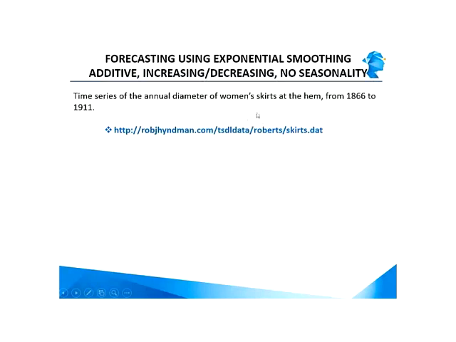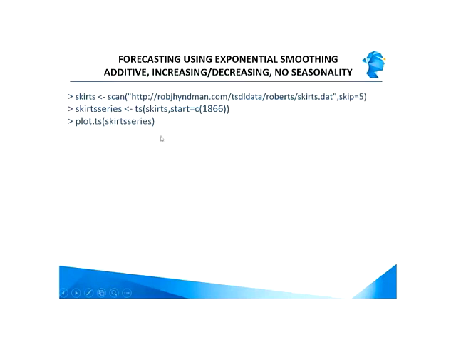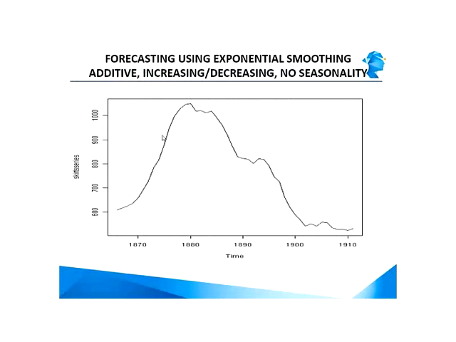Anyway, so coming back to our exponential smoothing, we are going to deal with annual diameter of women's skirts at the hem. Our start date of the time series is 1866, our end date is 1911. So first thing first, what do we need to do? We need to read in the data. You can read it directly in from the URL. You need to convert it into a time series, and of course, you cannot forget about plotting the time series. You plotted the time series.